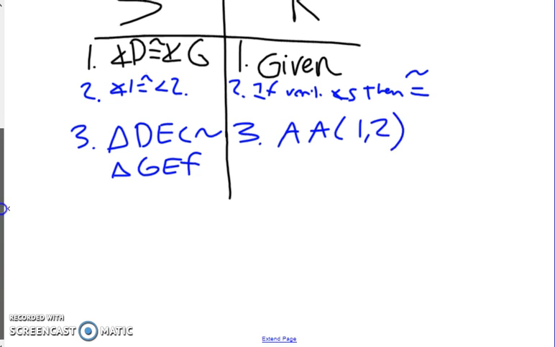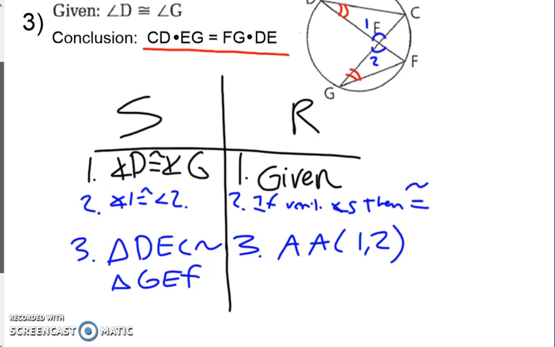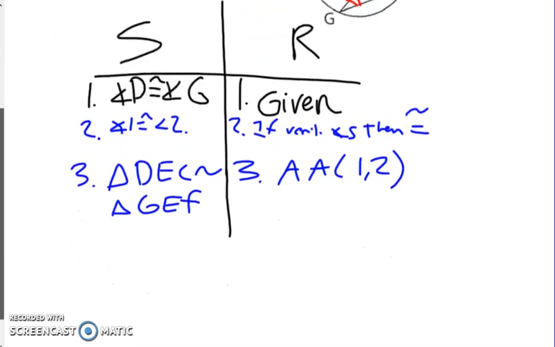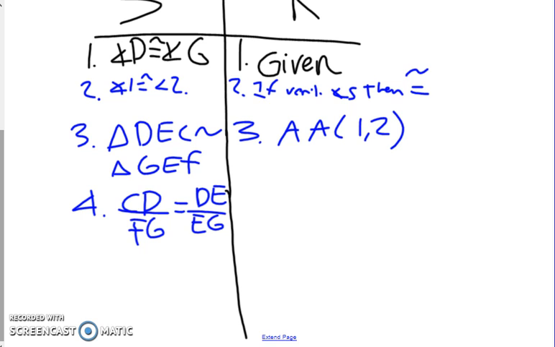Now we can set up a proportion. And I want to set up a certain proportion here based on what we want to conclude. I think it'll make more sense at the end. I want to say we can conclude that CD, that side, over FG has to equal side DE divided by EG. And again, this idea is this new one, which is that the corresponding sides of similar triangles have to be proportional.